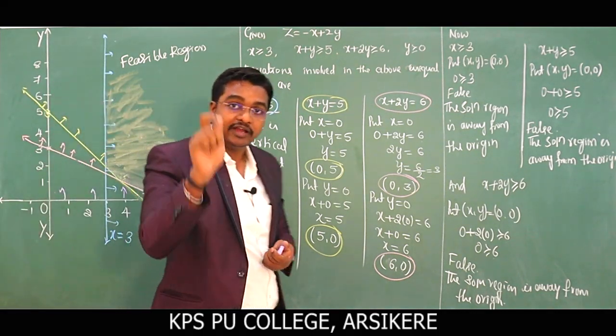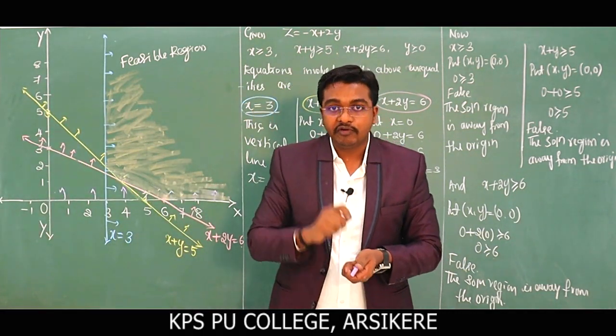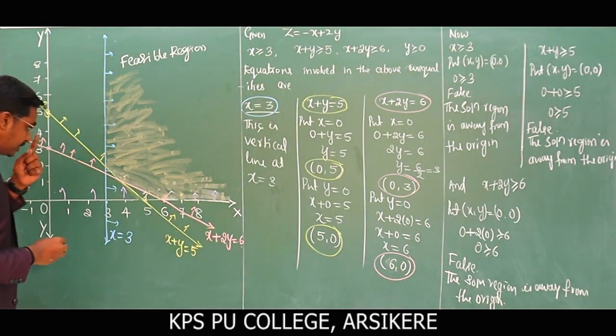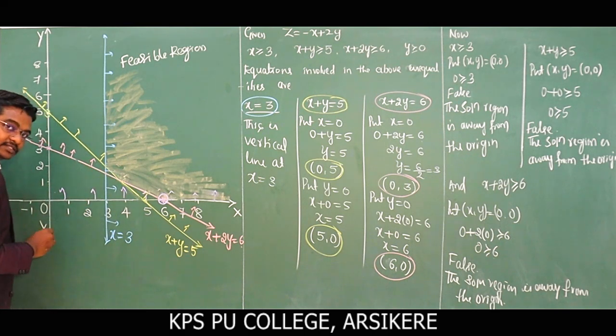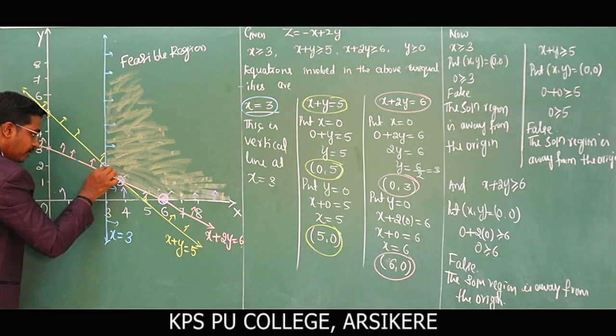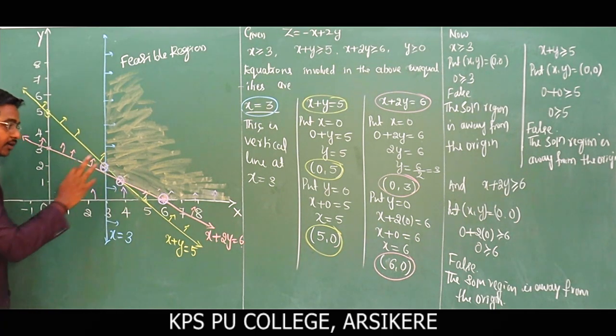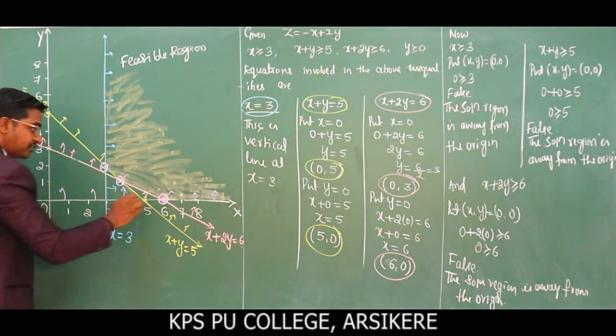Next step is to find the corner points. Okay, find the corner points. What are the corner points here? Here we have one point for this feasible region. Here also we have another point, and here we have another point. These are the 3 points. Okay, what is the first point here?